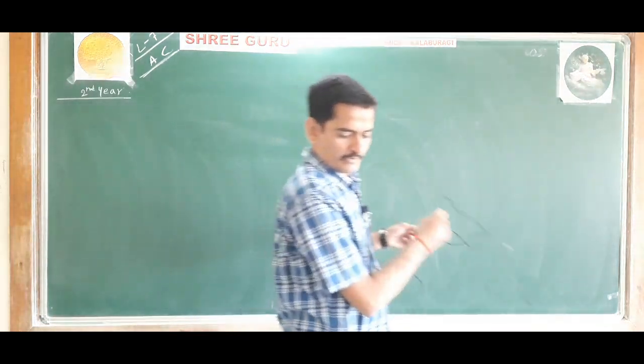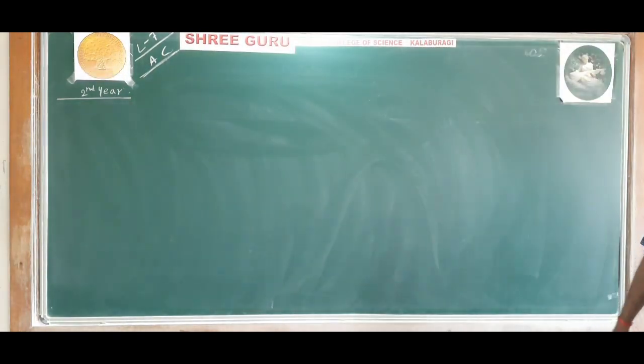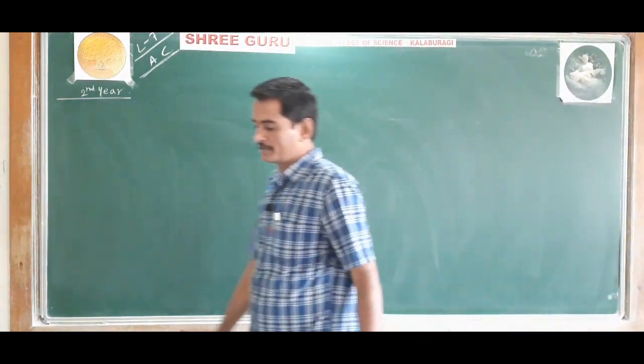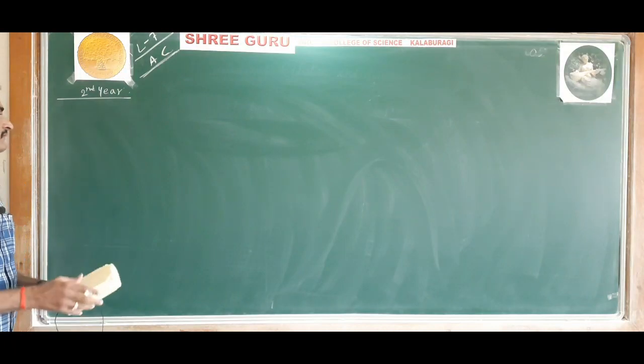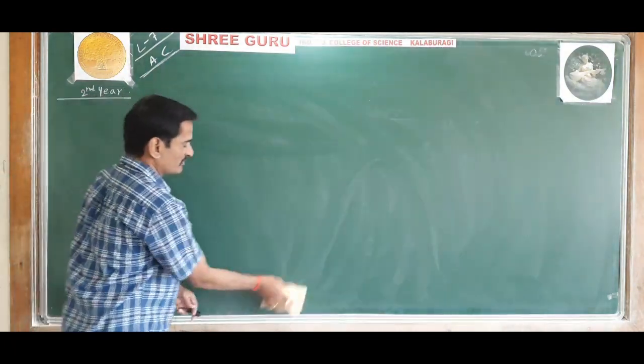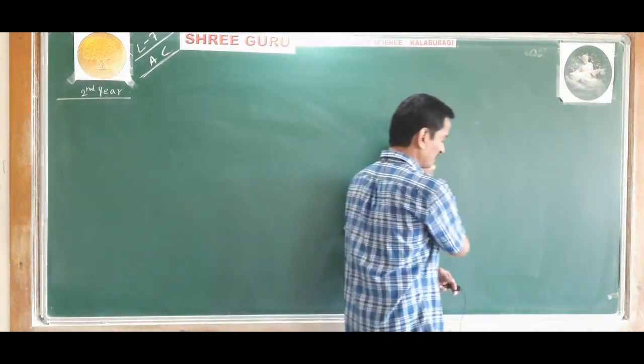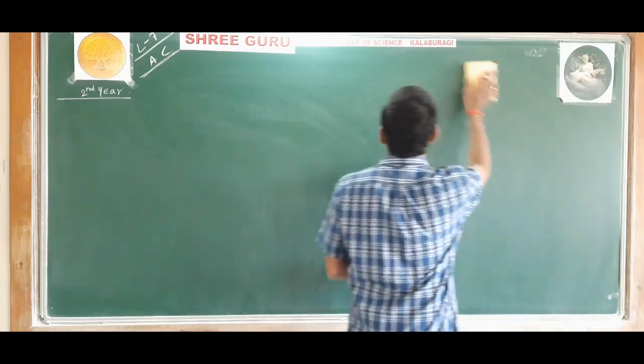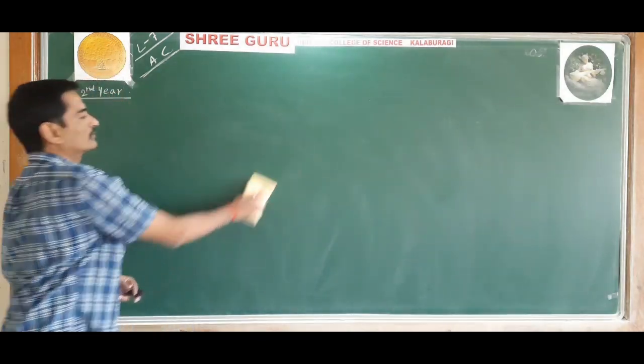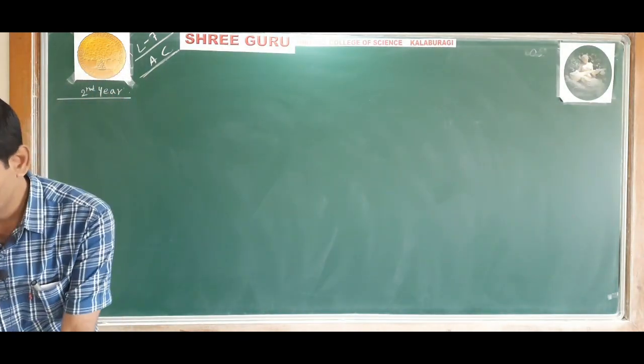So far we have studied the theory part of alternating current, and then we have already solved numericals from the question papers. So numericals, important numericals on this chapter. Okay. So next numerical, write down the next numerical.